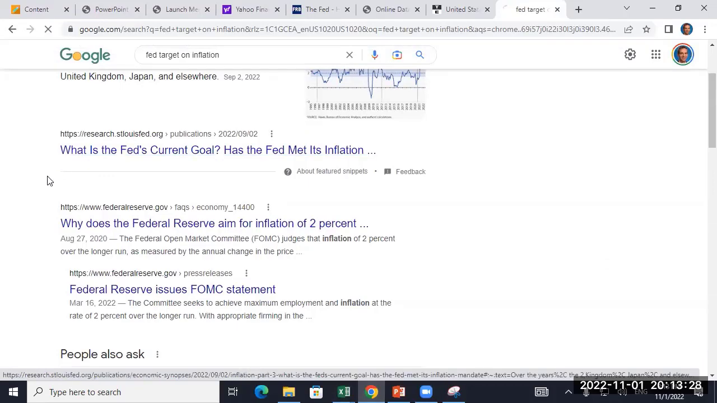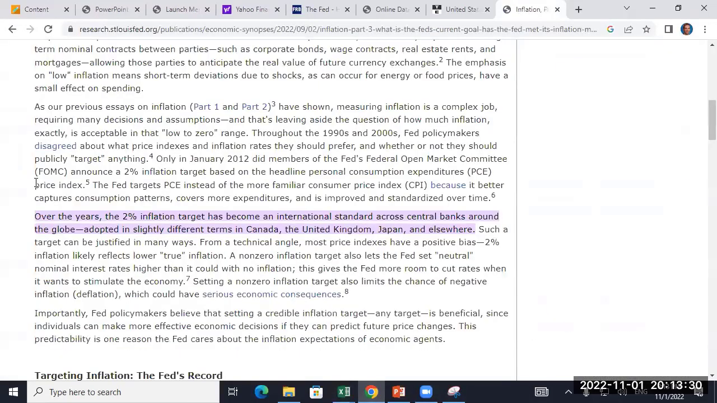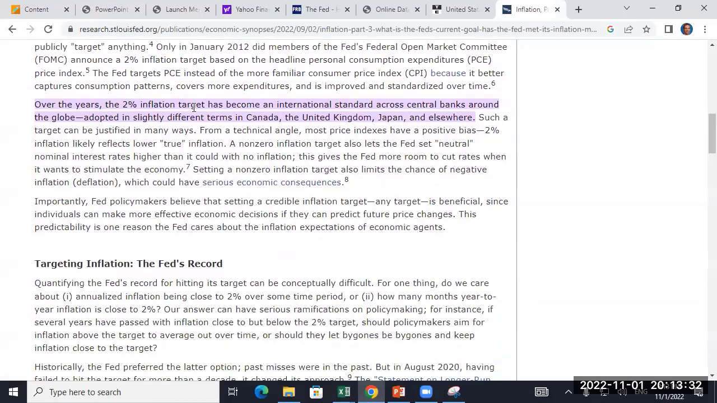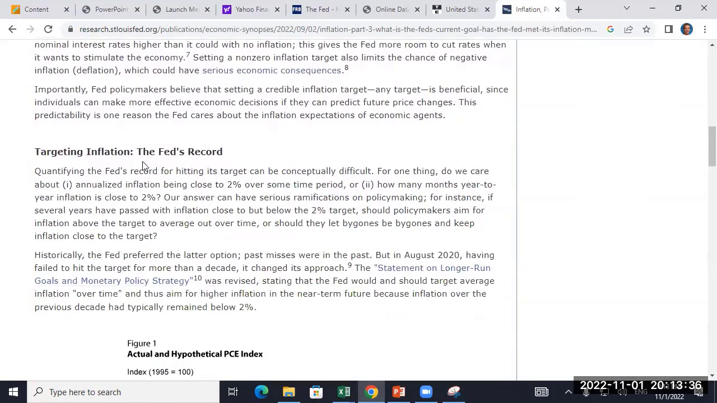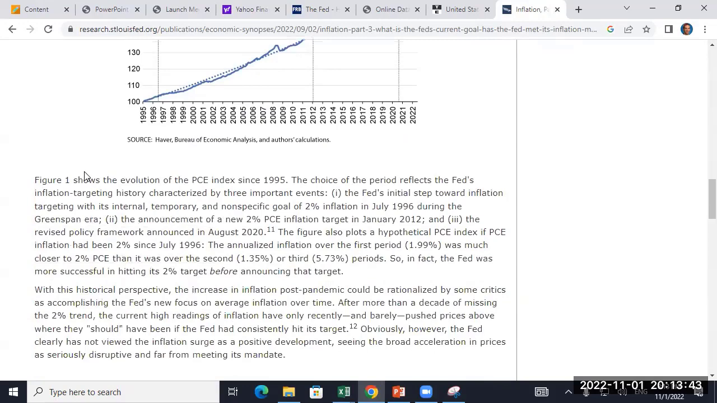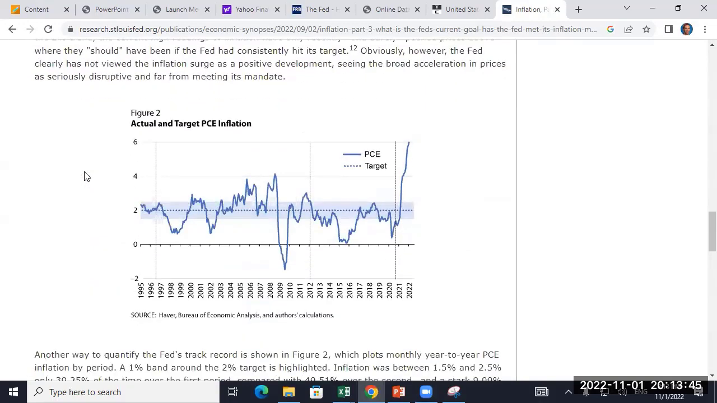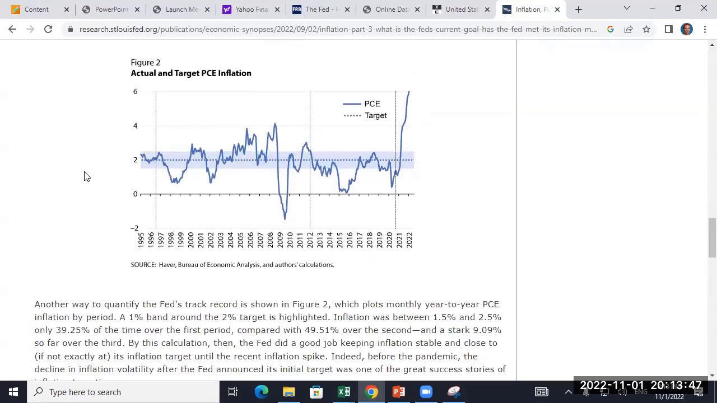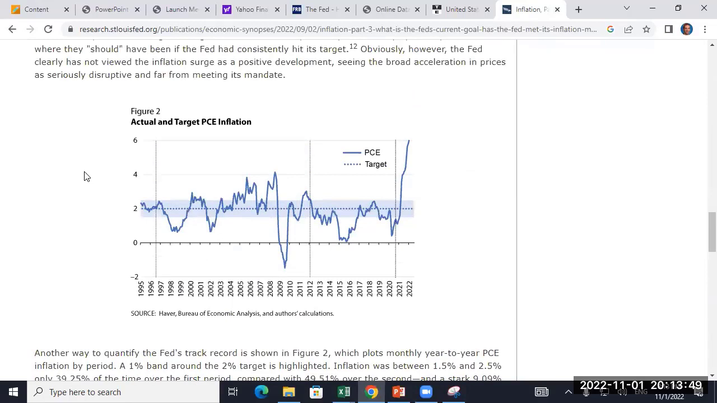Here's something September 2nd. Over the years, the 2% inflation target has become an international standard across central banks. The Fed's record. There's the PCE, if you want to get more sophisticated. That's supposedly their official number. That looks like an interesting article right there. 2022 kind of stands out a little bit. There's their target. Again, we don't know what the target means.